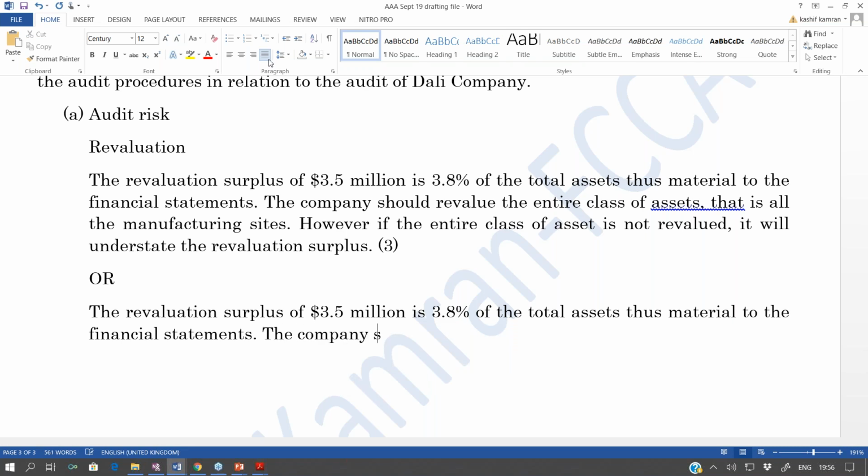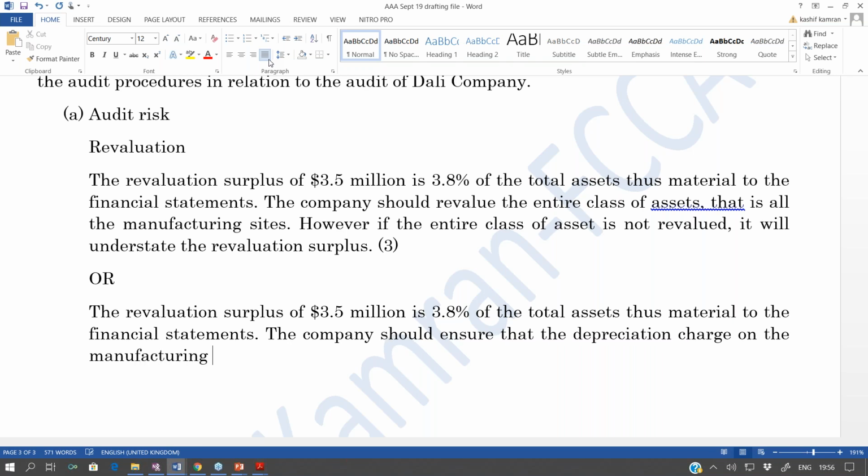The company should ensure that the depreciation charge on the manufacturing sites are based on revalued amounts rather than on the previous carrying values. Is that important? Is that another very important area of IAS 16, that when you revalue the assets, you should ensure that the depreciation charge is provided on the revalued amount rather than on the previous carrying value? And is there a risk that the management provides depreciation on the previous carrying values? Will that understate the depreciation expense? No, you have to write one of them, right? You have to write one of them. That's why I say or.